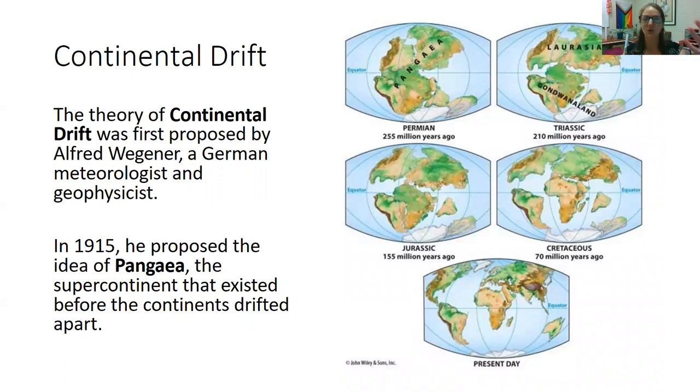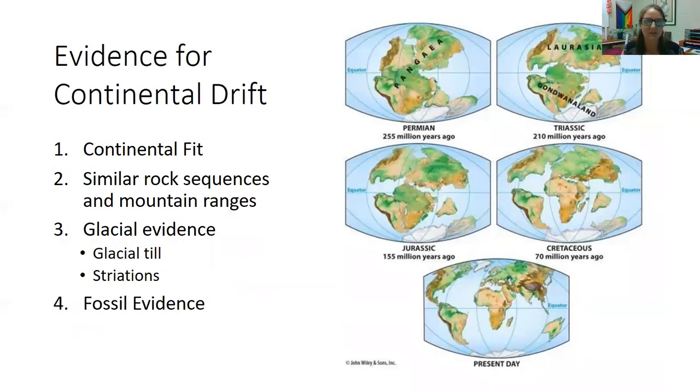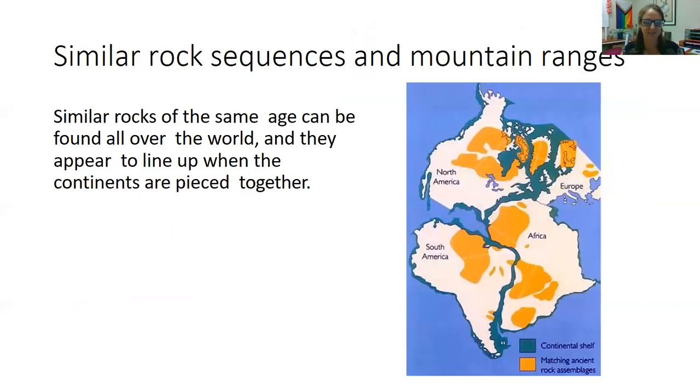So this idea that a long time ago, in Pangea, all of the continents were one land mass. And then after that, the continents started to drift apart, but we still see remnants of those puzzle pieces and where they fit together. And there was a lot of evidence for this. It wasn't just that the continents looked like jigsaw puzzles. It was also that we found similar rocks and mountain ranges across the continents. There was evidence of glaciers across the continents, and there was fossil evidence.